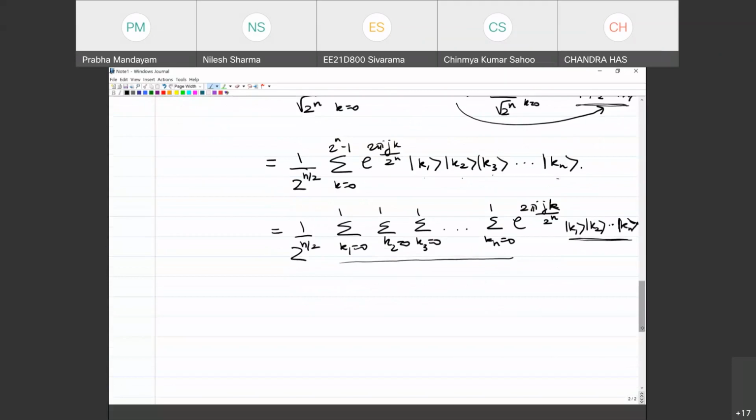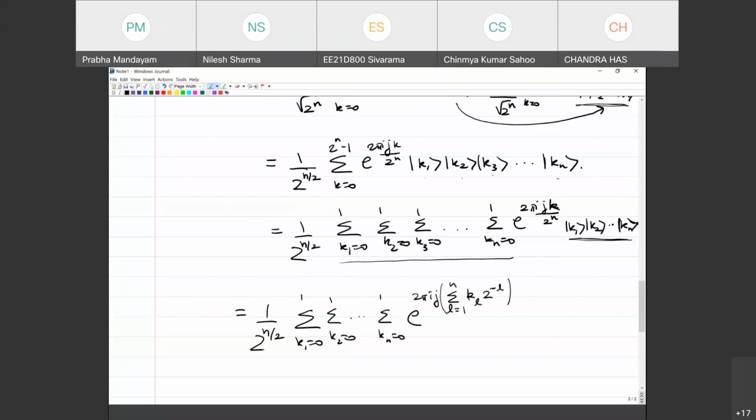Yeah, so let me just write one more step and then do the breakdown. So I will have k1, k2, etc., kn. So this k over 2 to the n, I'm going to write it as sum over L going from 1 to n, kL 2 to the minus L. Okay, this is in the exponent. And then I have k1, k2, etc., kn.